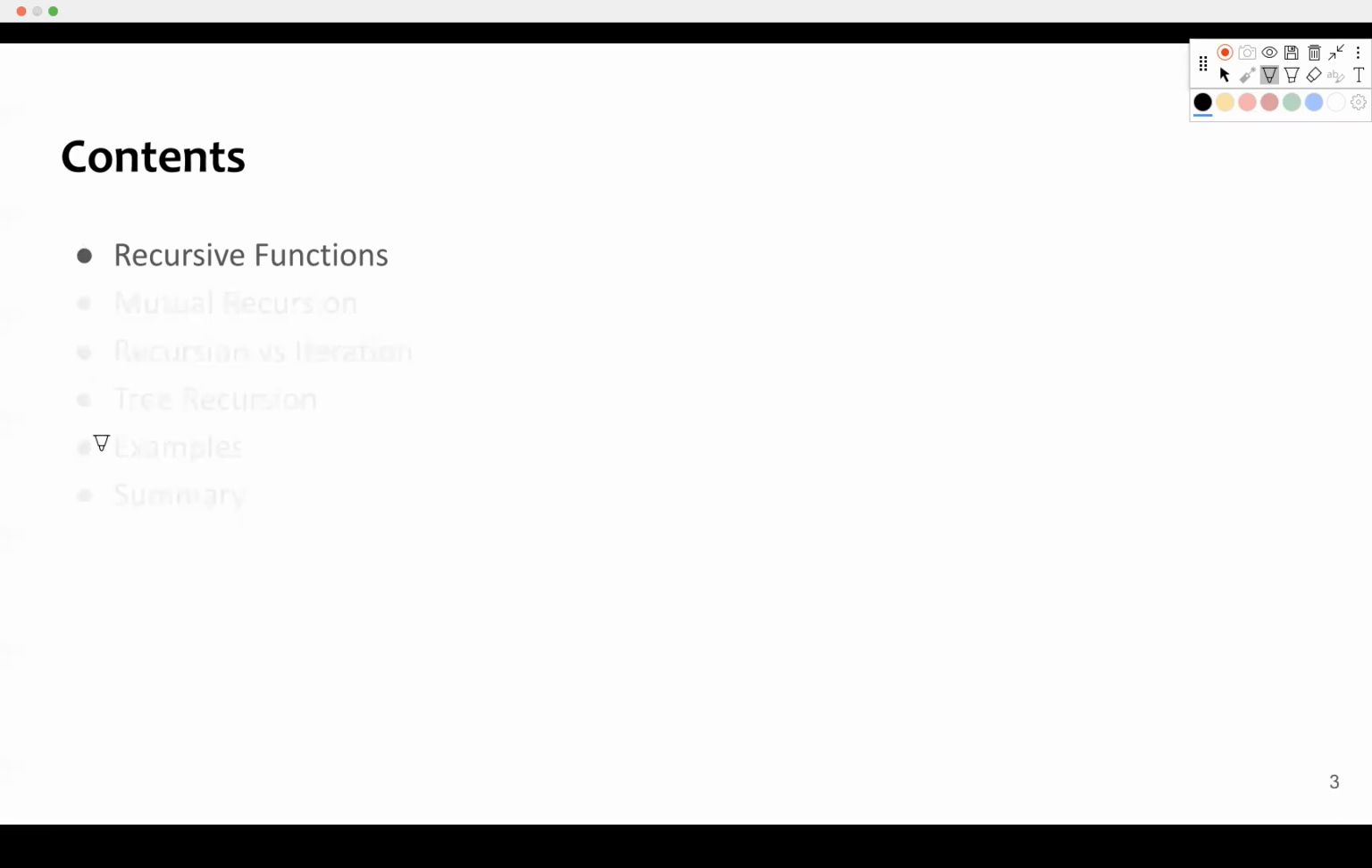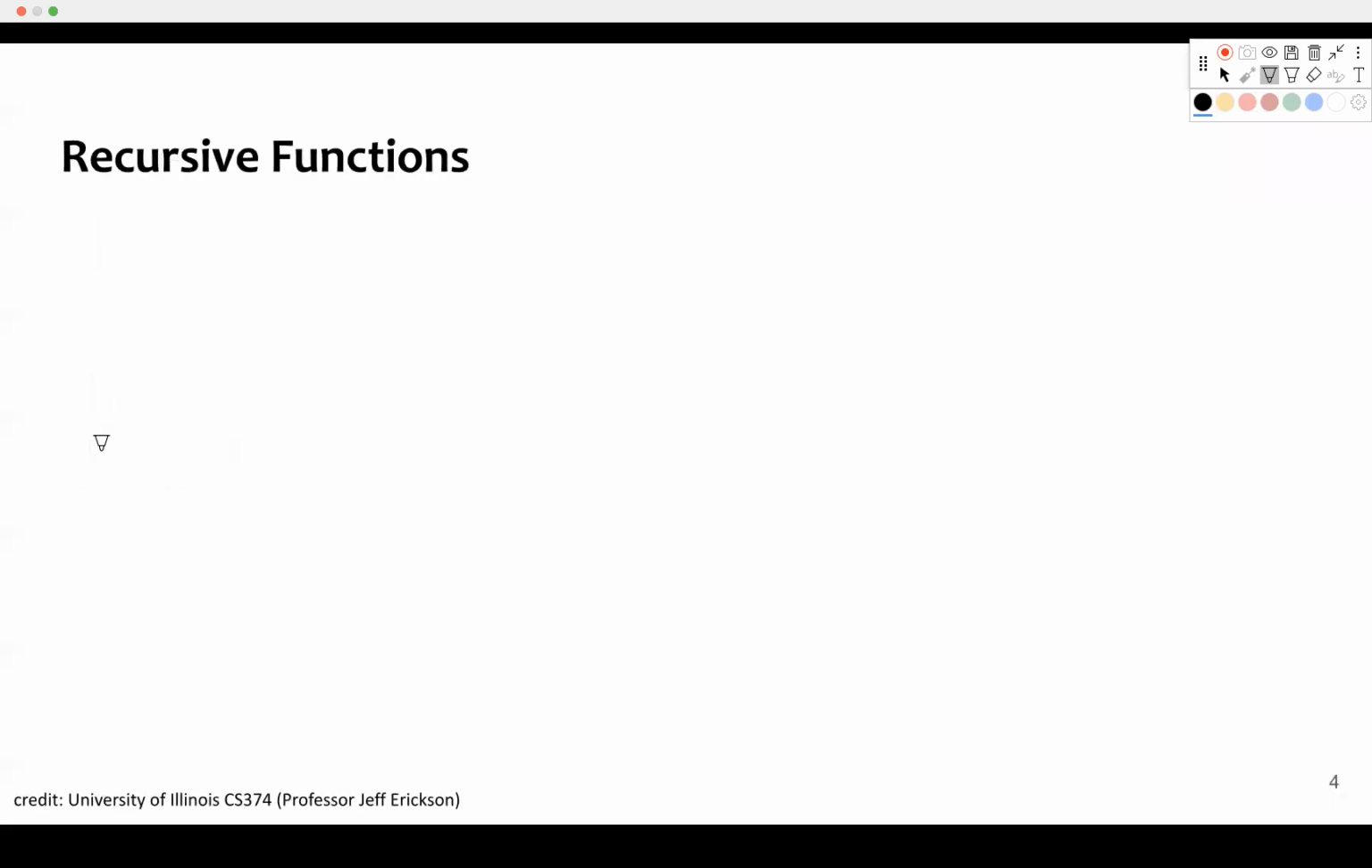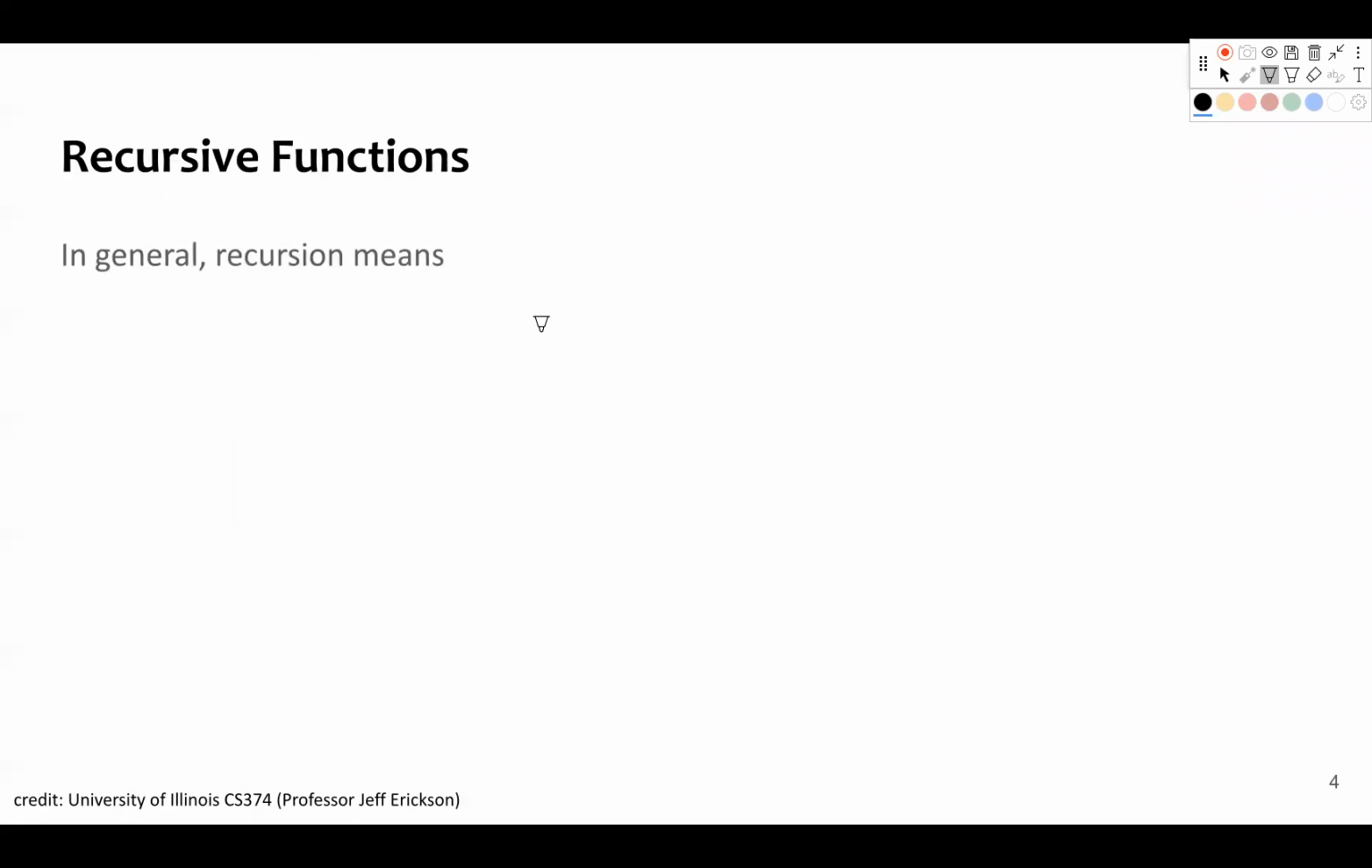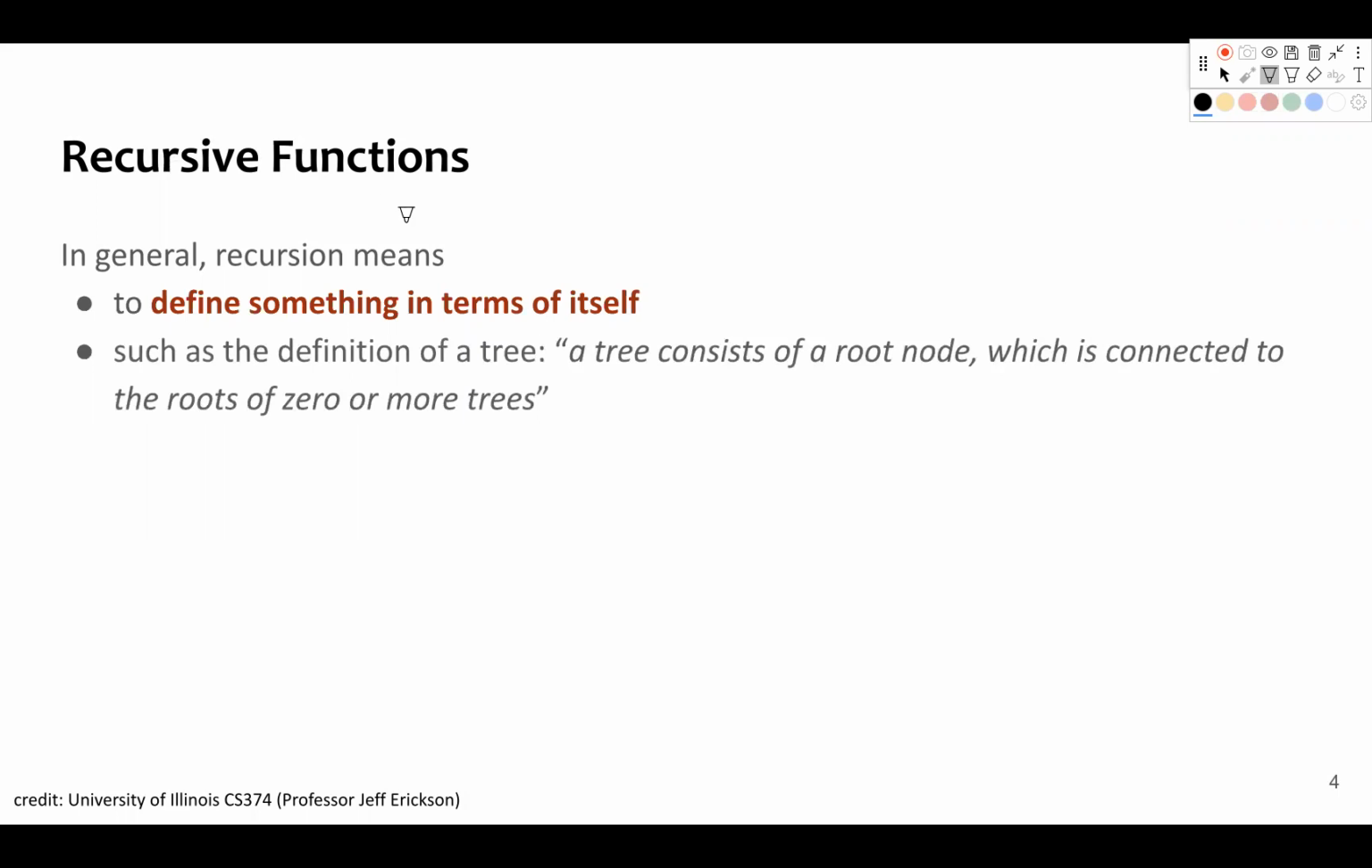All right, firstly, recursive functions. So what are recursive functions? In general, recursion means to define something in terms of itself. So this is an example. When we define a tree, we define tree in this way. A tree consists of a root node, which is connected to the roots of 0 or more trees. So when we define tree, we define tree by trees.